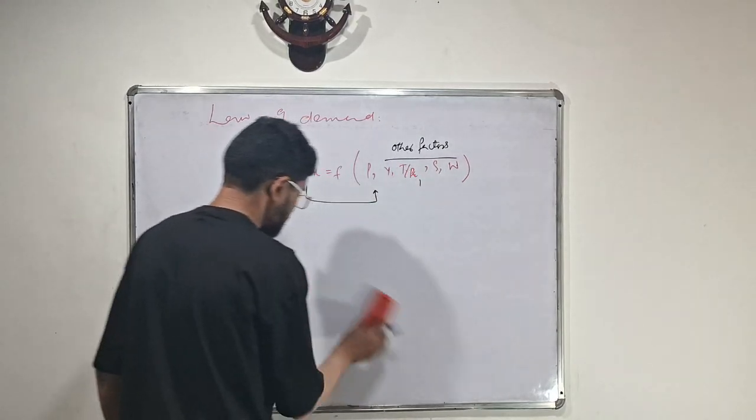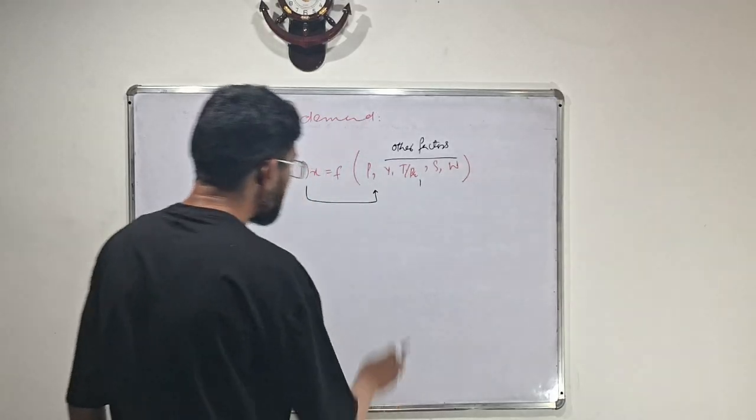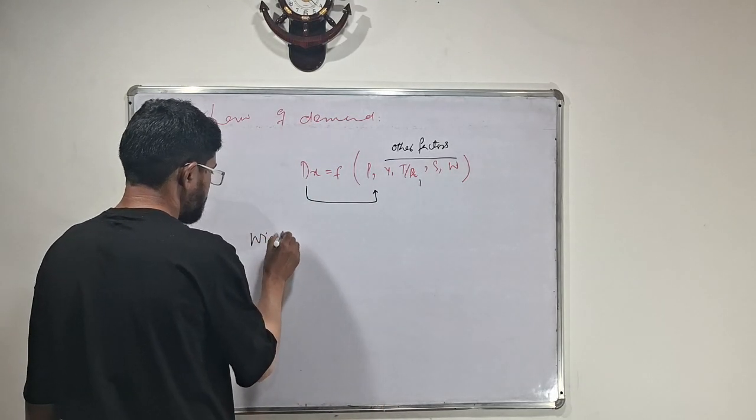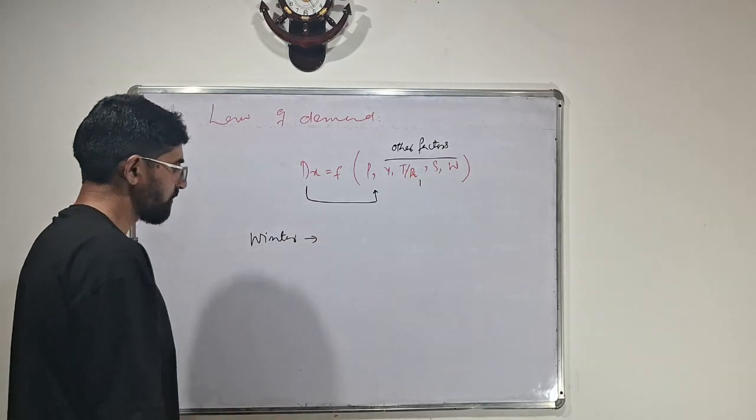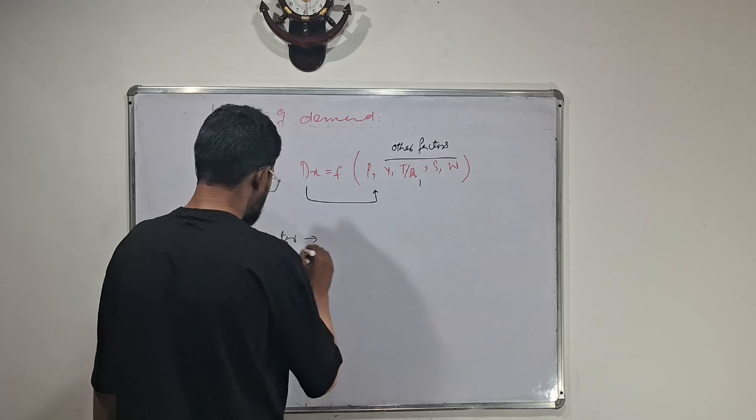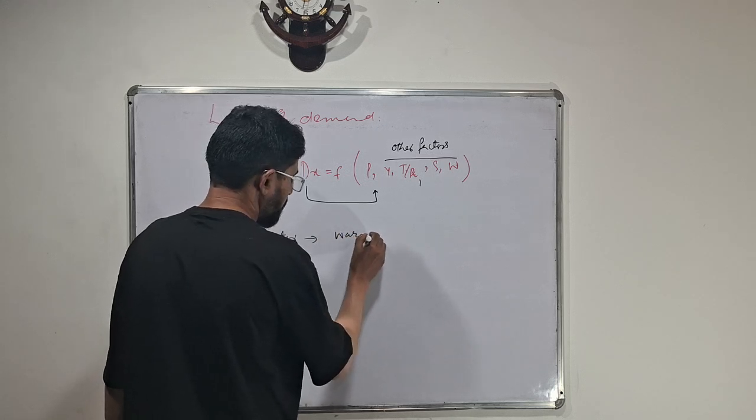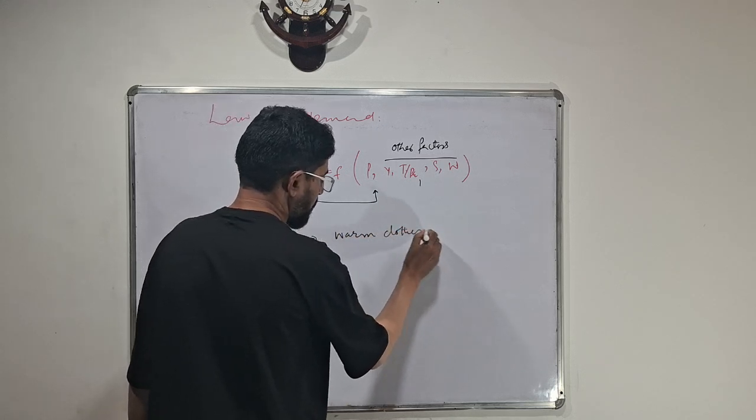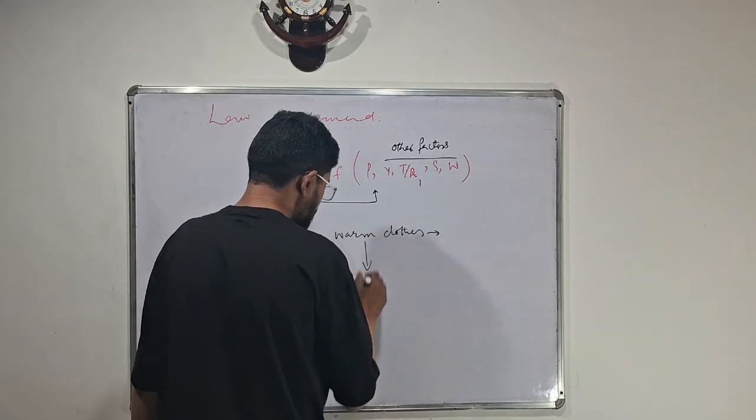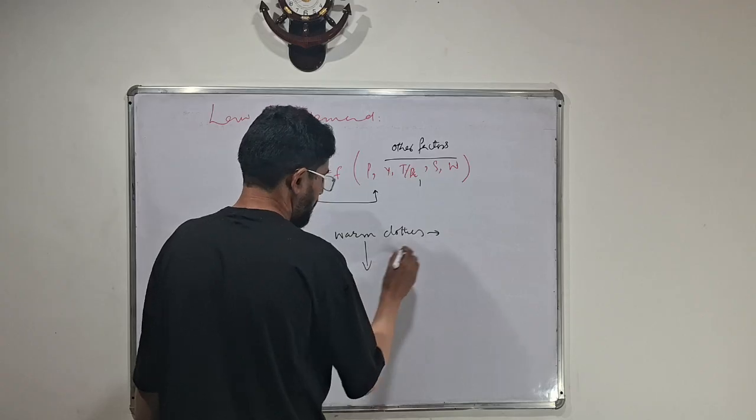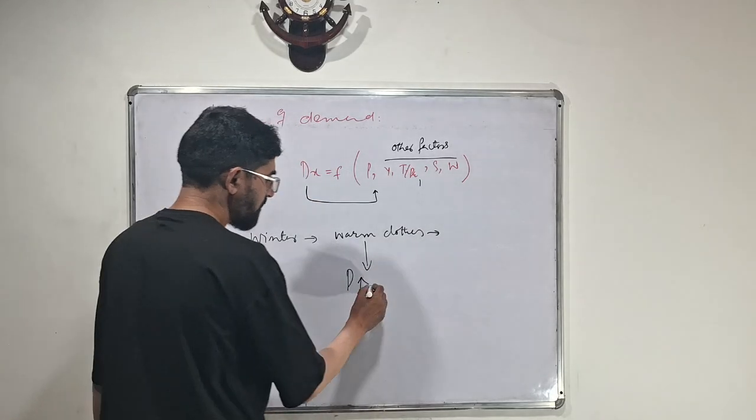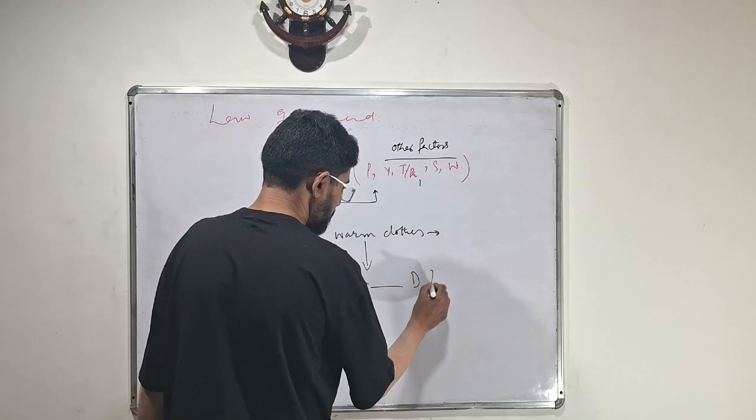Third one, for example, weather conditions. For example, during winter, as we observe, warm clothes: if the price of warm clothes during winter increases, their demand will still increase.